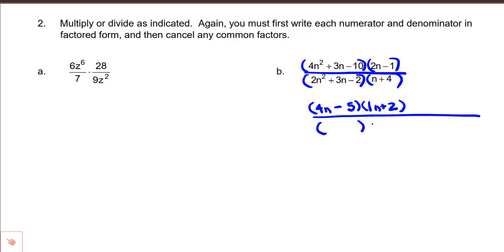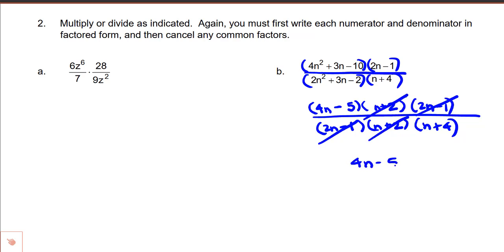And then the bottom, 2n, n, 2, and 1, plus and minus. I don't think I need this 1, do you? And then I just copy the 2n minus 1 and the n plus 4. 1, 1. I have 4n minus 5 left on top, and n plus 4 in the bottom. Really, it's nothing different, is it?